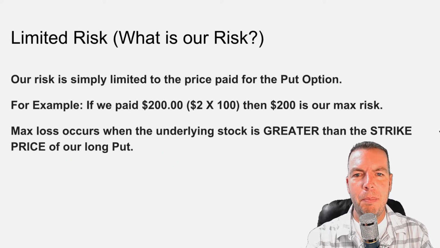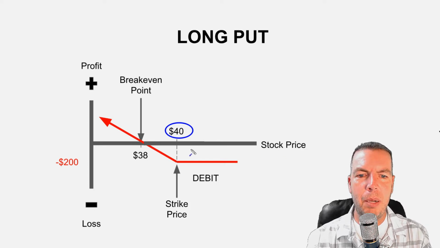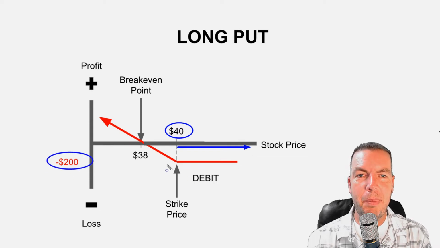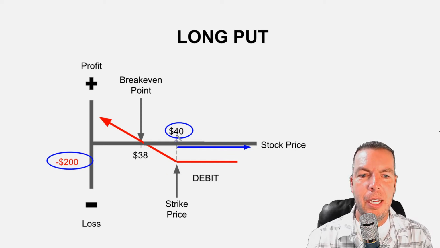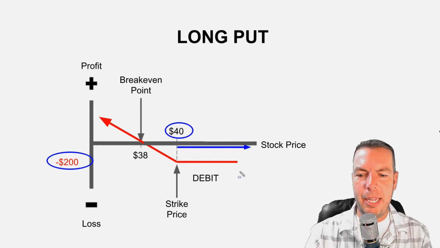Profit loss diagram. But first, I wanted to just remind you that the maximum loss occurs when the underlying stock is greater than the strike price of our long put. So again, looking at that profit loss diagram, you can see here is our long put that we bought. Now, if that stock were to trade up in value, the stock price were to rise above our 40 put, then we're capped at our loss of $200. So that's the max we paid. That's our max loss in this case. Anything above that 40 put at expiration would be a loss of $200, and that's our max loss in this trade.